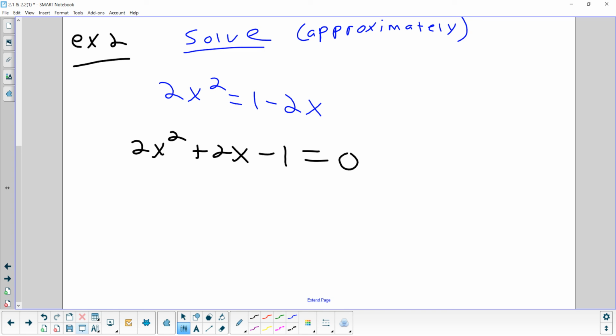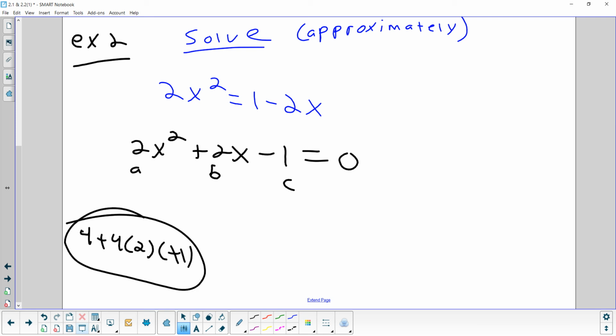Now if we want to quickly get an idea of how many times it's going to cross the x-axis, you can almost do that in your head. B squared minus 4ac. I don't even need to finish it. I know a negative minus a negative is a positive. That's a positive answer, so I can tell you this graph will cross twice. That's helpful because if we set a window and we only see it cross once, we know it should cross twice, so we need to zoom out and find the other answer.